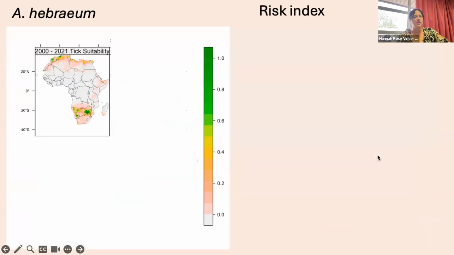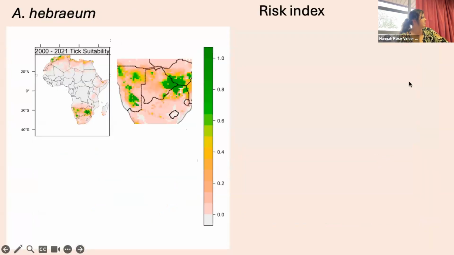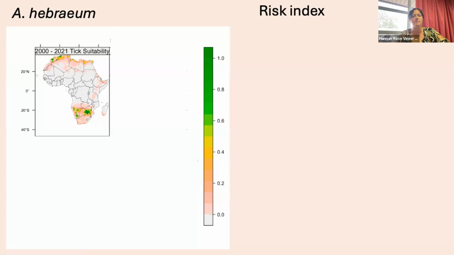And the same for Amblyomma hebraeum. It's predicting suitability exactly where we currently find it, but also high suitability of climate in the delta. We haven't identified Amblyomma hebraeum in the delta so far, but it doesn't mean it's not there. It might just mean that we haven't found it yet. So surveillance is important in that respect.